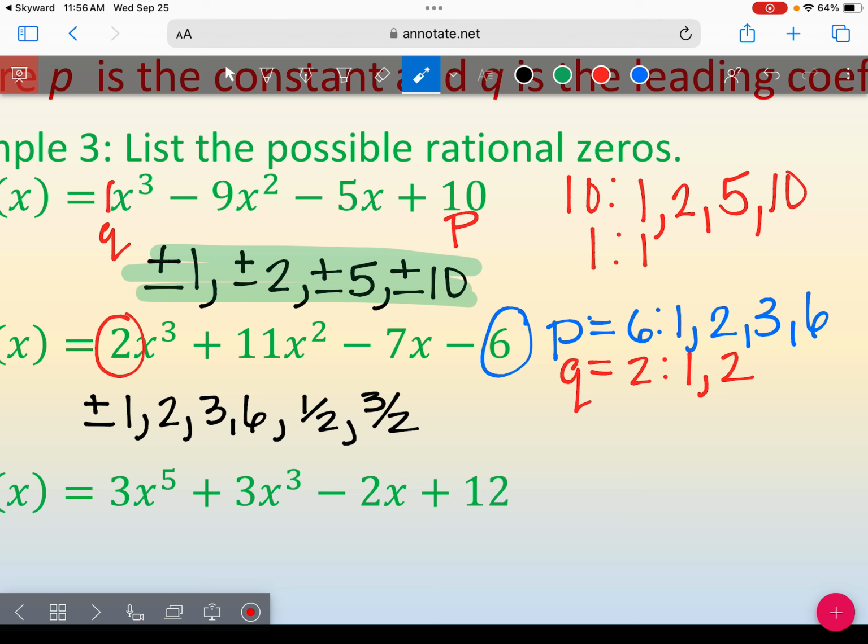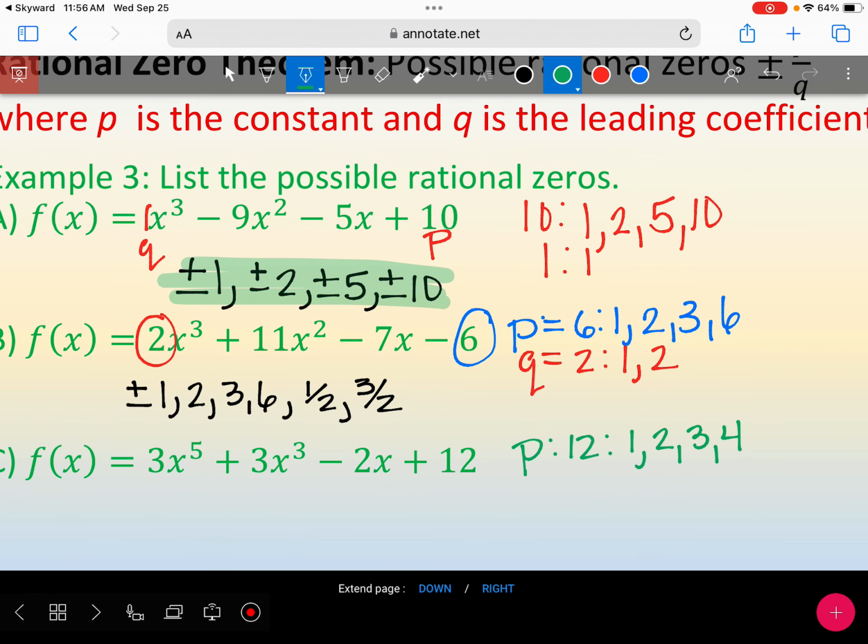Because they're both positive or negative. Okay, what is our p-value? 12. So what numbers go into 12? 1, 2, 3, 4, 6, 12. Who agrees?